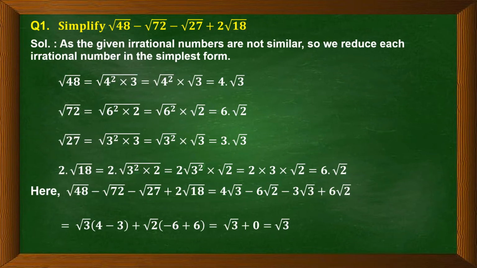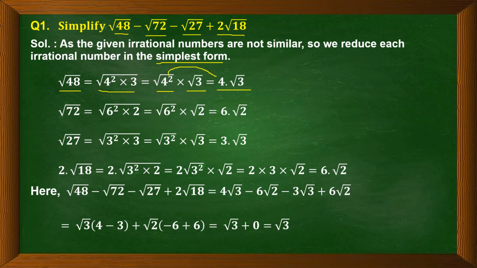The first question is root of 48 minus root of 72 minus root of 27 plus 2 root 18. Now if you observe, these irrational numbers are not similar, so we shall reduce them into simplest form. Let us take the first one, root of 48. 48, we know it is 16 into 3. 16 is 4 square, so we can say root of 4 square into 3. Now further split it, so root of 4 square into root of 3. Root of 4 square is 4, so 4 into root 3 is the simplest form of root 48.